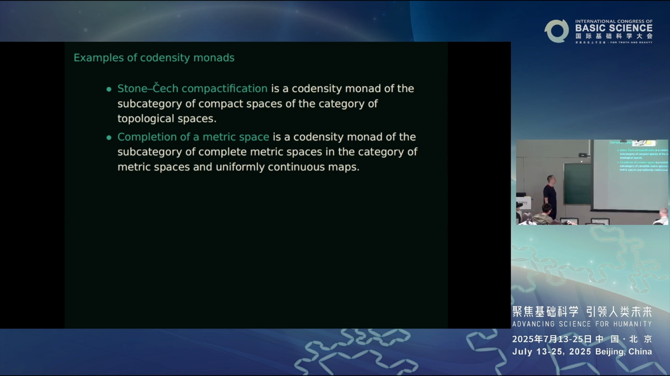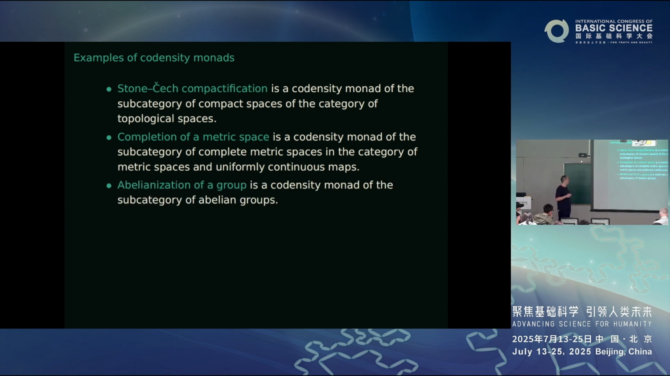Completion of a uniform space is also a codensity monad of the subcategory of complete uniform spaces in the category of all uniform spaces. Abelianization of a group is, of course, a codensity monad of the subcategory of abelian groups inside of the category of all groups. But in some sense, these examples are not very interesting because they are idempotent. They can be reduced to the notion of localization. There is also a notion of localization functor, which is a particular case of codensity monads. I will tell you about it on the next slide, I think.